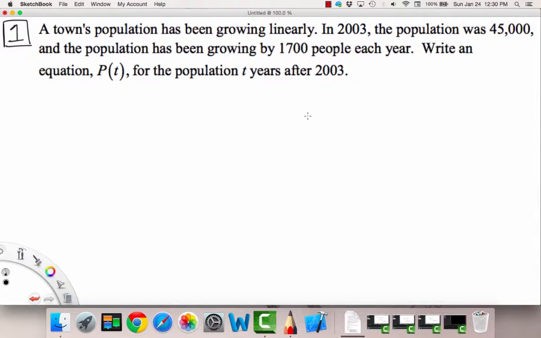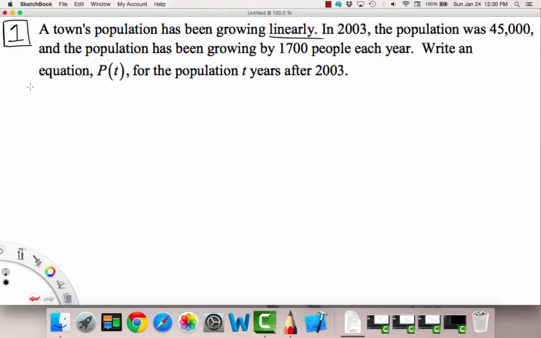It says a town's population has been growing linearly. Okay, so it involves some kind of linear function. In 2003, the population was 45,000, and the population has been growing by 1,700 people each year. Write an equation P of t for the population t years after 2003.